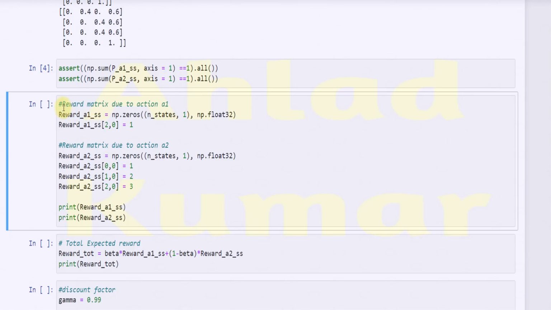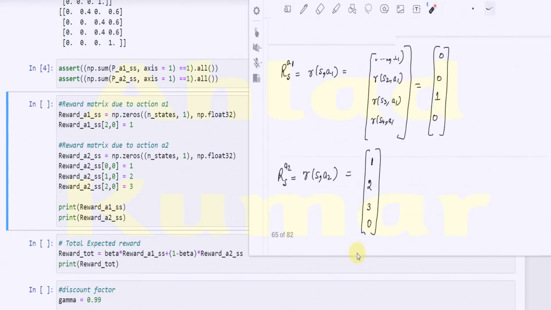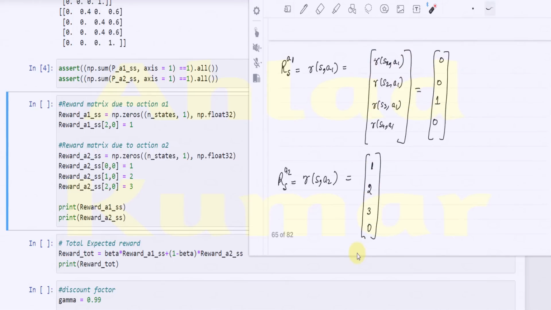Similarly, we know that we also have rewards based on actions, that is RSA1 and RSA2. So we will be creating these one-dimensional vectors based on the actions. This particular reward, which is based on action A1, is given over here, which we are calling reward_A1_SS.